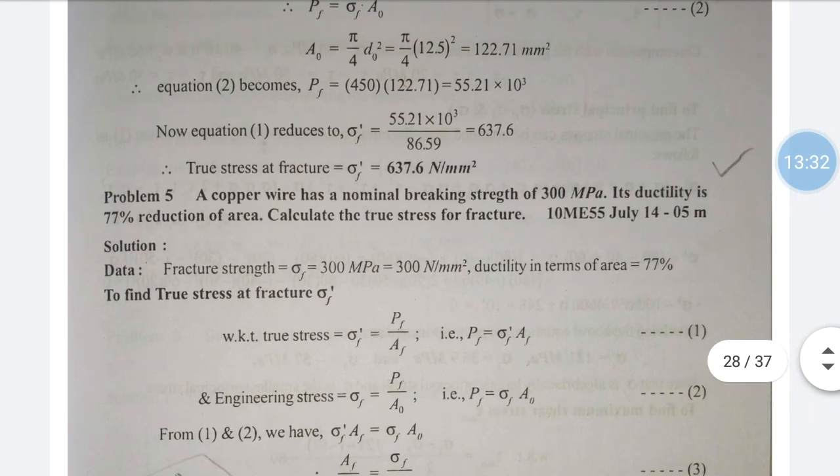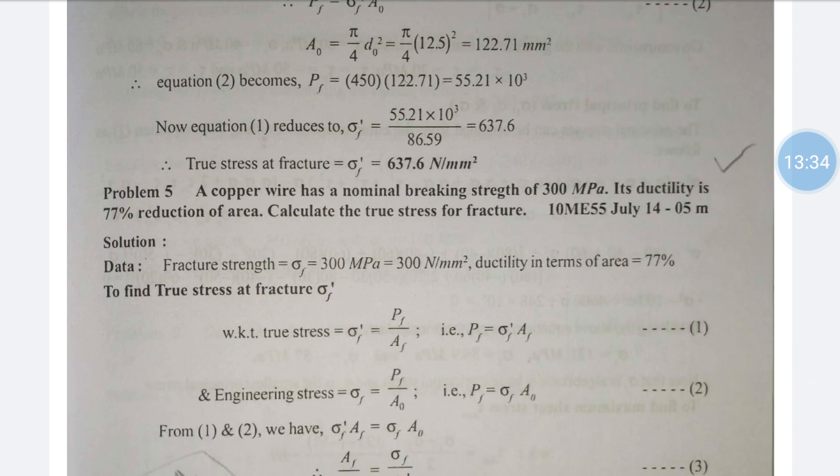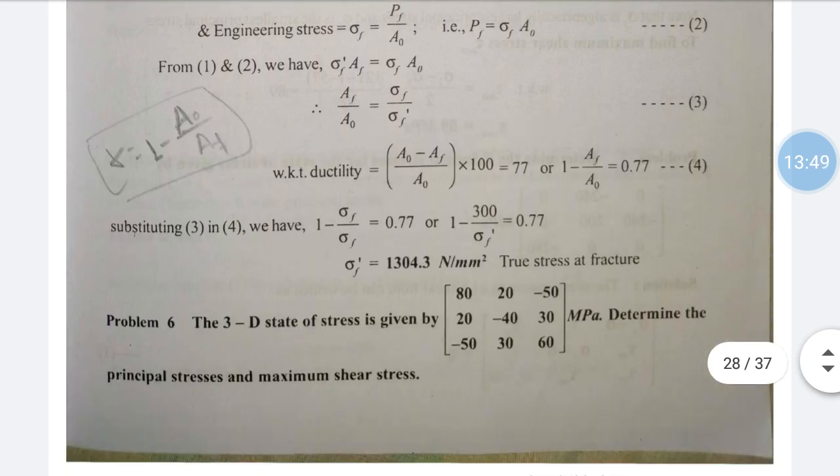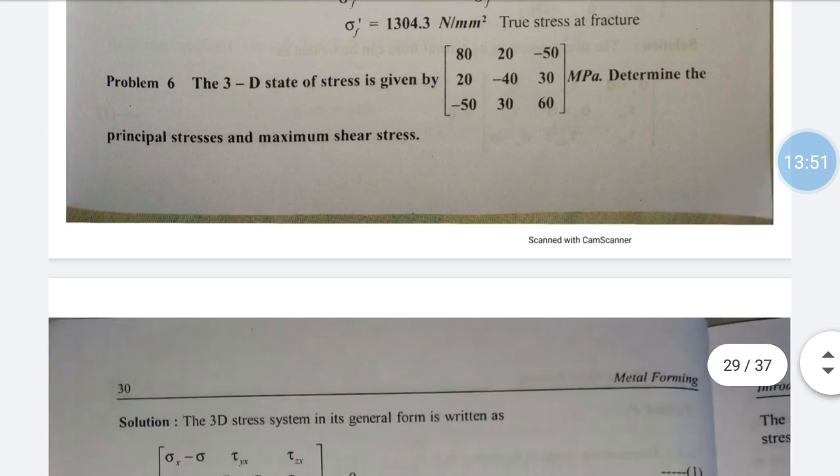Okay, again the fifth problem is also the same. The fifth problem is also related to true stress at fracture only. Same thing, you can solve it in this also. Okay, next, sixth problem. See here in this problem he has given in matrix form. Three-dimensional state of stress you need to find out here. Three-dimensional state of stress means, of course, principal stress you will get. The stress which is acting, the volumetric change.